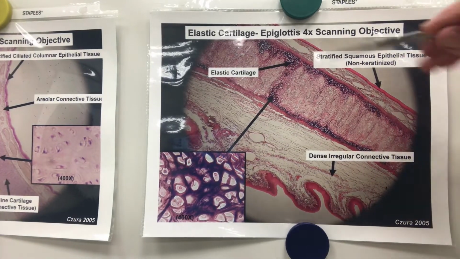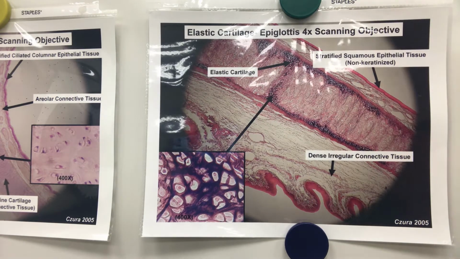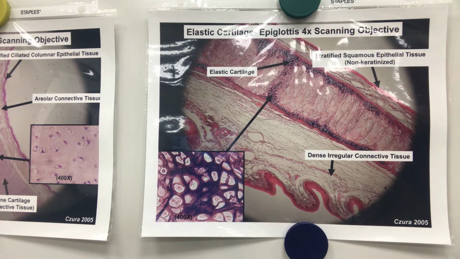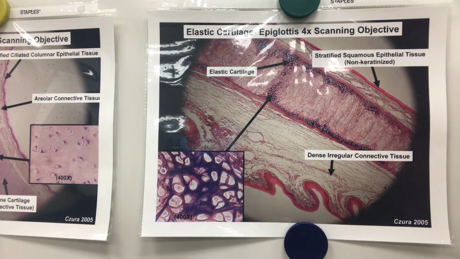Then the next cartilage we're going to look at is elastic cartilage. Now here we can see this is part of our epiglottis. Our epiglottis is the structure that goes over the trachea when you're swallowing food. And elastic means it can spring back into shape. You can pull it down and then it can jump back up.